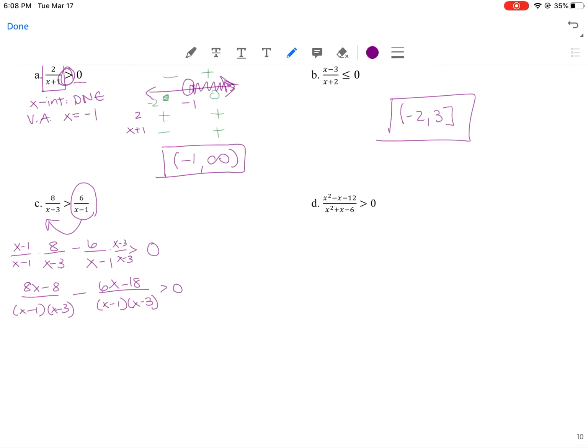So now let's go ahead and simplify the top. So we're going to do 8x minus 6x is 2x. But then you do -8 minus a -18, so that's really like plus 18. So we get 2x plus 10 all over x minus 1, x minus 3 is greater than 0. All right, so on our number line, if I find the x-intercept, so I set the top equal to 0, 2x plus 10 equals 0 means that x equals, you got it, -5. Okay, and then if I think about my vertical asymptotes and I set the bottom equal to 0, x minus 1 equals 0 means x equals positive 1, x minus 3 equals 0 means positive 3.